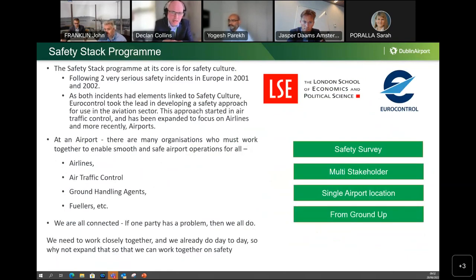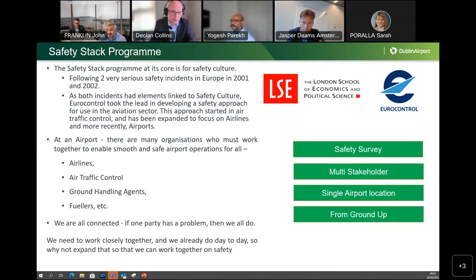In terms of the safety stack program per se, it's fundamentally about safety culture. Following two very serious safety incidents in Europe, both linked to safety culture, Eurocontrol took an initiative to develop a program, and the first cohort within that program was the ANSP, and it's now been rolled out to aerodromes in the recent past. At its core, as we all know on the call, there are many organizations who have to work together to enable a smooth and safe operation: airlines, air traffic control, ground handlers, fuelers, the weather forecasters, a number of different component parts.